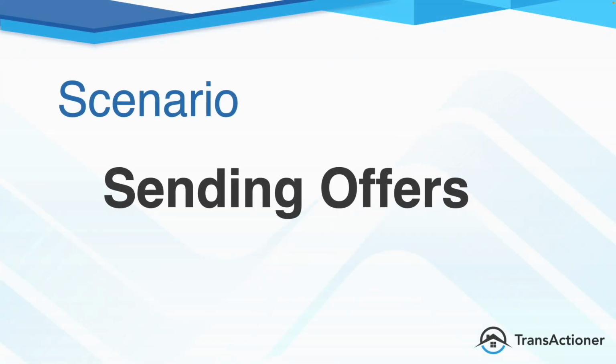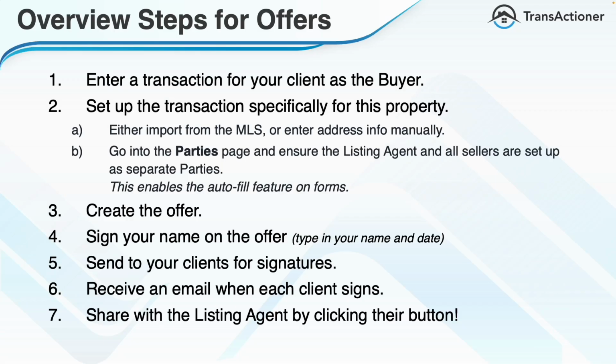Sending offers. This slide is an overview, kind of high-level steps for offers. You're going to enter a transaction for your client as the buyer, set up the transaction specifically for this property. You need the address. You're going to go to the parties page, make sure the listing agent and the seller's names are set up as separate parties. That way you have the autofill feature working when you create your forms. You're going to create the offer, which typically comes from one of your templates.